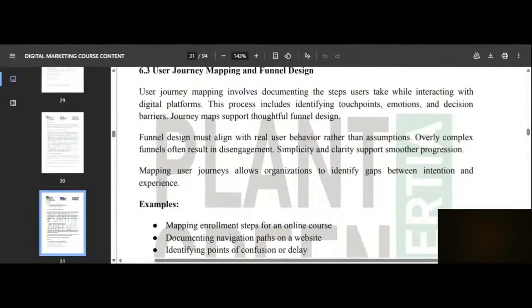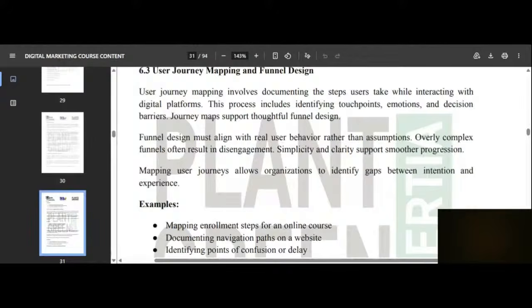Now, let us see why user journey mapping is very important. Because if you don't understand the user's journey, you cannot design the funnel. Only if you understand the journey, you can design the funnel. So that is why it is very important to understand the journey, which will then help you in designing the funnel.